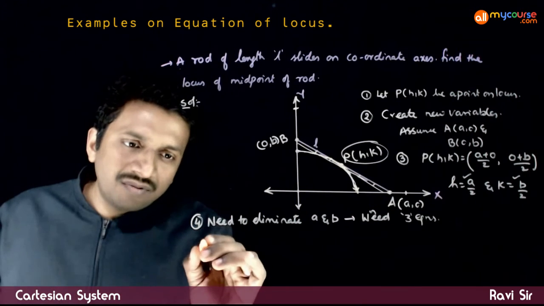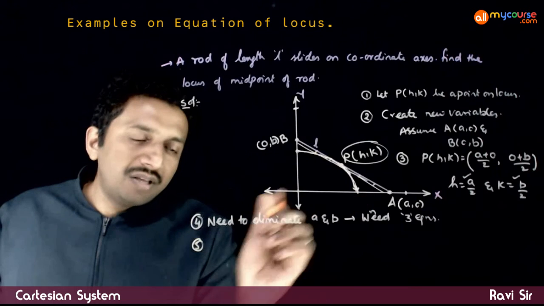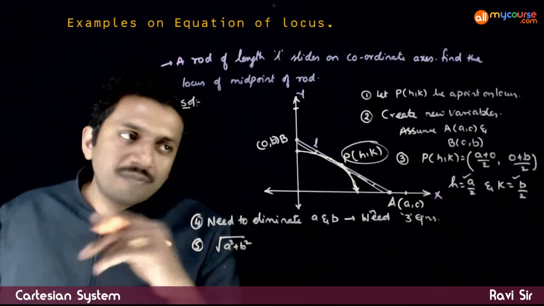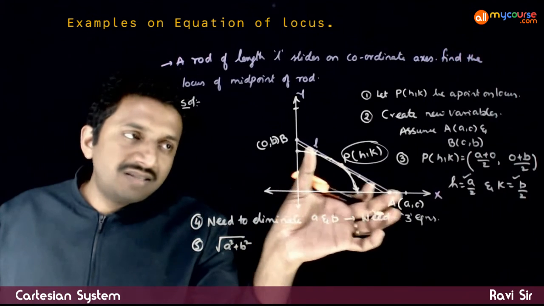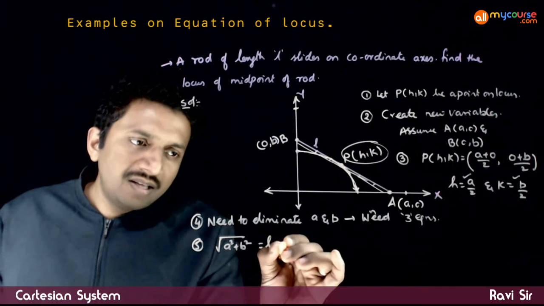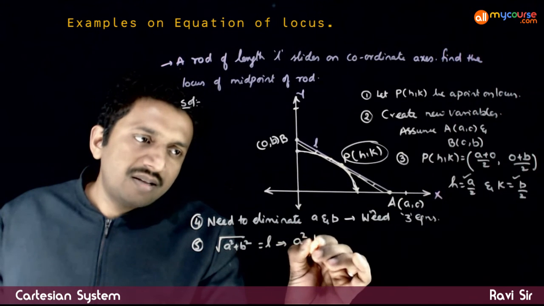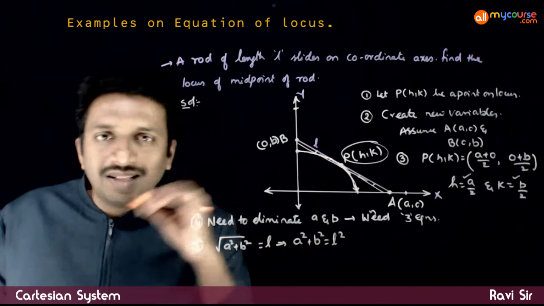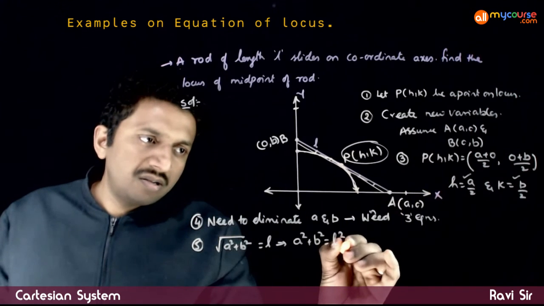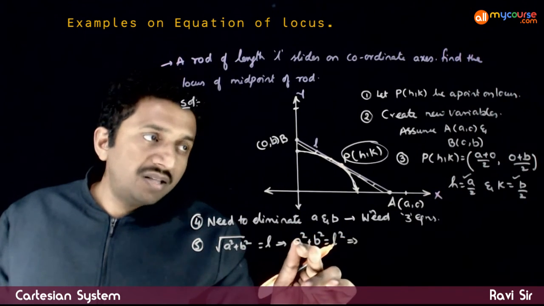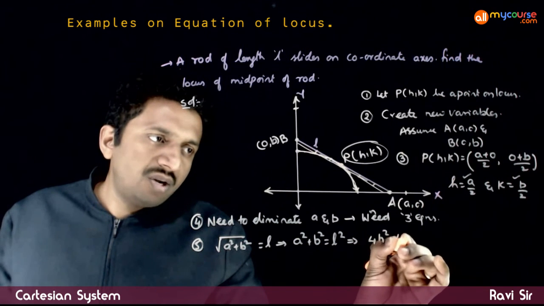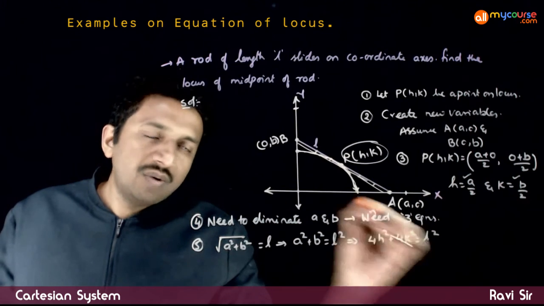So what is the length of the rod? The length of the rod is root of a square plus b square, right? Root of (a minus 0) whole square plus (0 minus b) whole square is equal to L. This implies a square plus b square is equal to L square. And what is a? 2h. So a is 2h, b is 2k. So 4h square plus 4k square is equal to L square.